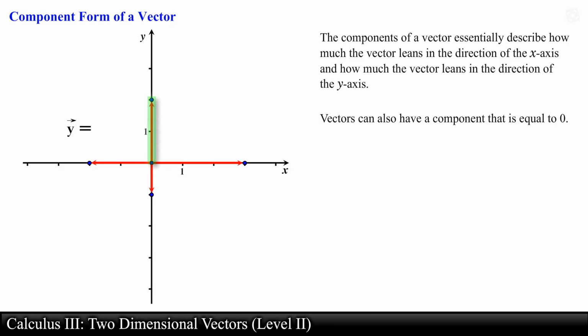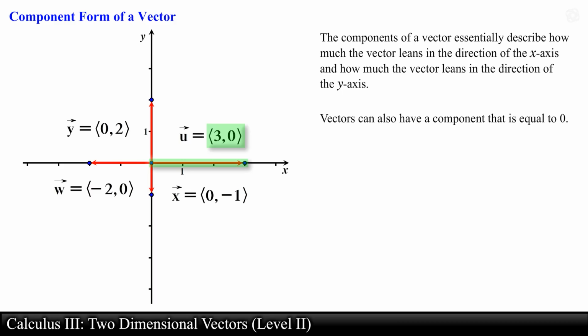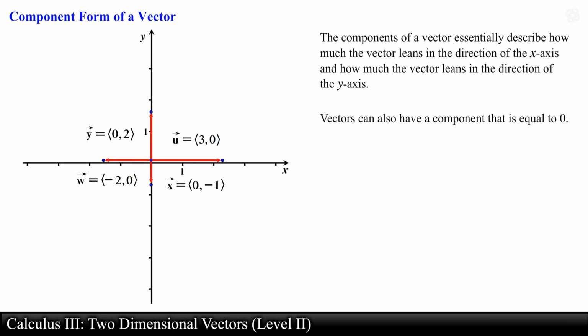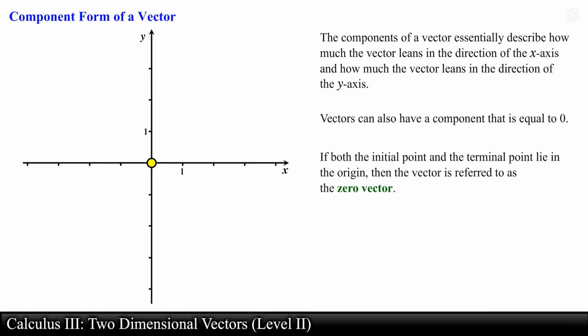Vector y can be written as ⟨0, 2⟩. Vector w can be written as ⟨-2, 0⟩. Vector x can be written as ⟨0, -1⟩. And vector u can be written as ⟨3, 0⟩. Also note that if both the initial point and the terminal point lie in the origin, then the vector is referred to as the zero vector, and is denoted by the following expression, ⟨0, 0⟩.